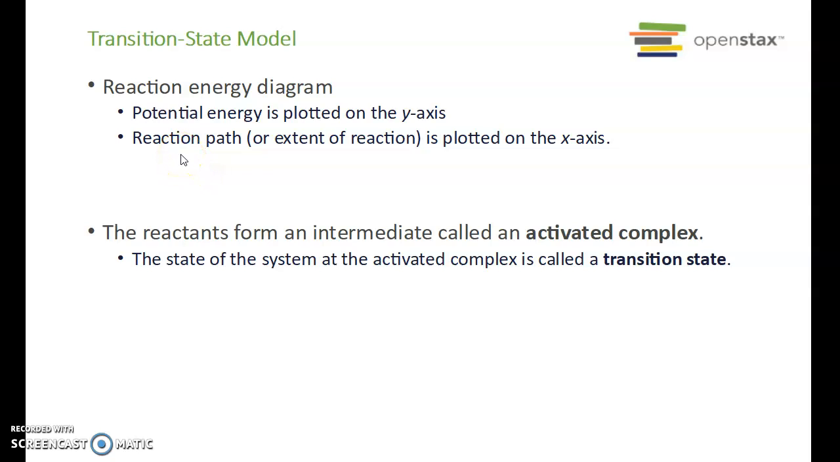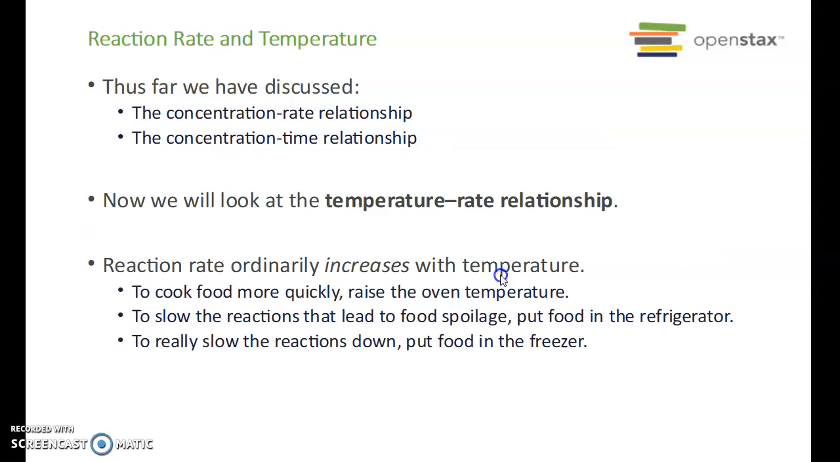There's such a thing as a transition state model. Scientists and chemists spend a lot of time looking at why certain reactions take place, and they postulate different reaction energy diagrams. The potential energy is plotted on the y-axis. The reaction path, or extent of reaction, is plotted on the x-axis. The reactants form an intermediate called an activated complex. The state of the system at the activated complex is called a transition state.